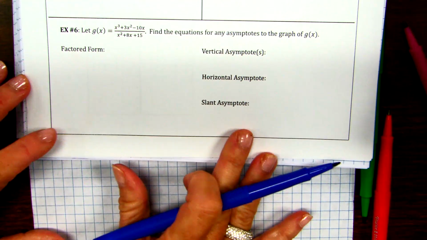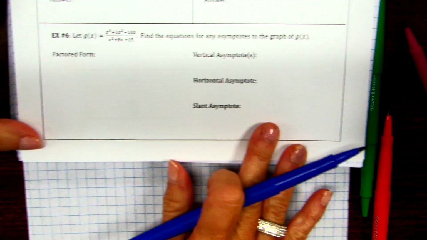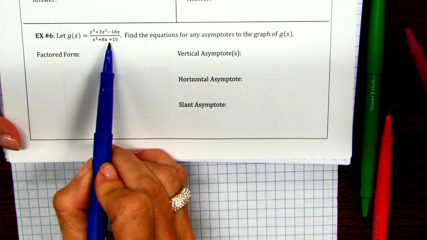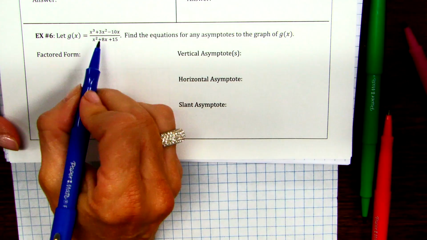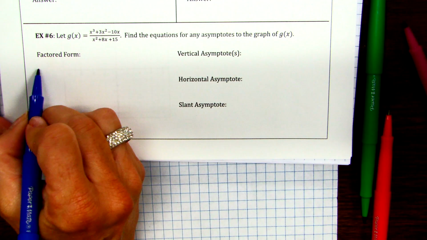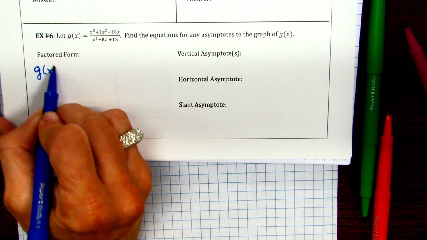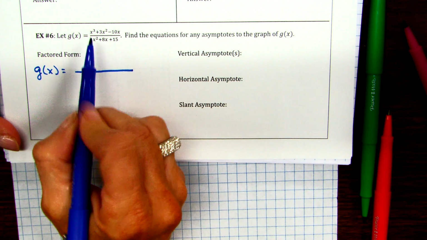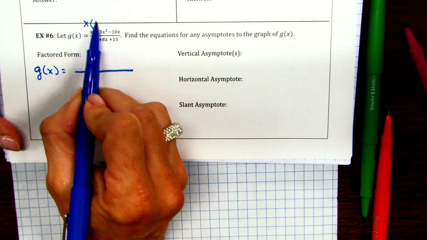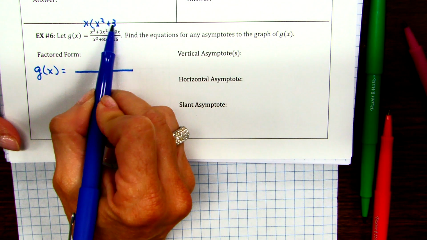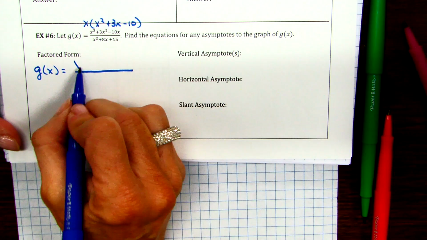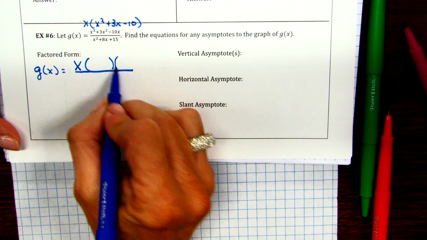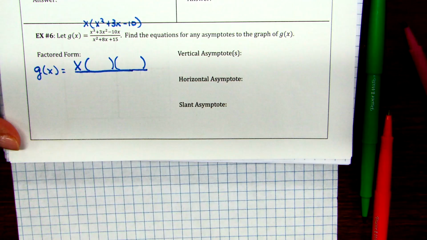So, skipping all the instructions, because I've already taught you how to do it. How is it applied? Okay, so look at example 6. We have g of x. Find the equations for, let's answer these questions. So the first thing is factored form. Okay, so I need to factor this. And I see that I can factor out an x in my numerator. Right, I could factor out an x. So I would have an x factored out, and then the rest of it is a chart problem.